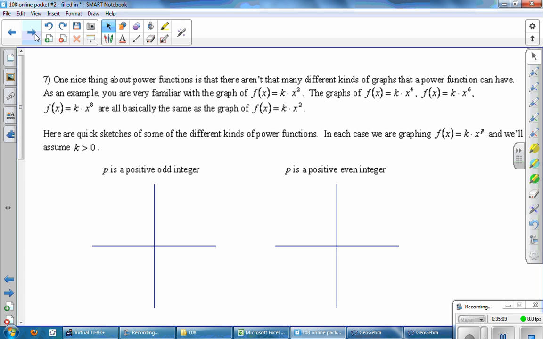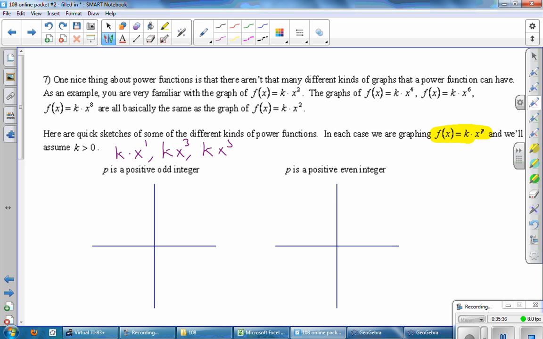Here are quick sketches of some of the different kinds of power functions. In each case, we are graphing f of x equals k times x to the p, and we'll assume that k is bigger than 0. So if p is a positive odd integer, I'm thinking about k times x to the 1, k times x to the 3, k times x to the 5. Actually, k times x to the 1 is kind of an outlier.